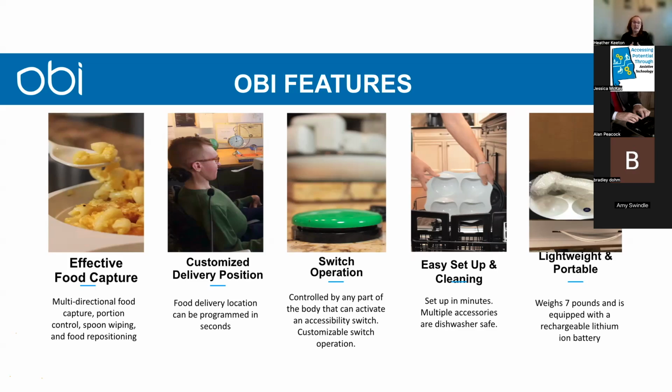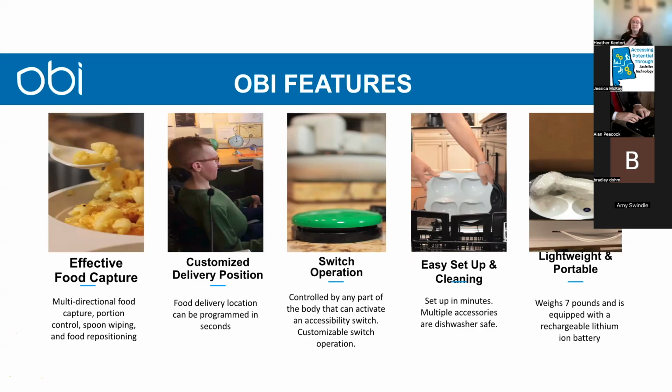Obi also has customized delivery position. So whether we're working with someone who may be 4 or 5 years old up through adulthood, someone with spasticity or contracture, we can change where the device is delivering the food to. Or if you're eating in different chairs or you change wheelchairs. So it's very quick and easy to change that delivery position.